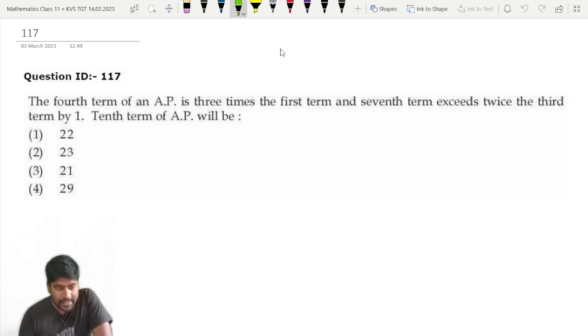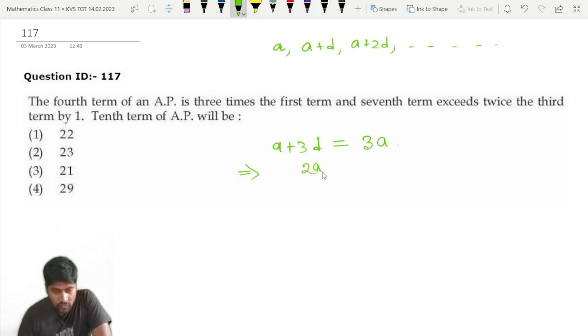So if we take the AP like this, a, a plus d, a plus 2d, then what they are saying: the fourth term of an AP, that means a plus 3d, is 3 times the first term, 3a. So from here we will get 2a is equal to 3d. From the first statement we have got this.